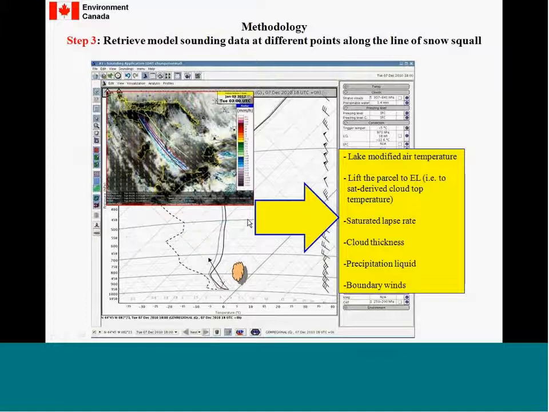The purpose is, first, we want to grab the modified air temperature of the parcel, okay, up to the equilibrium level. The equilibrium level is not from the model, but we use the satellite-derived temperature. Then we can grab the saturated lapse rate from the sounding data. Then we calculate cloud thickness, precipitable liquid, and boundary layer wind.